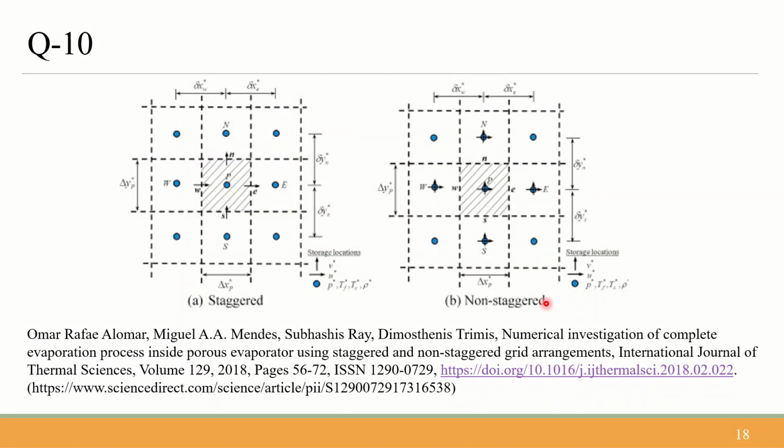But if it is non-staggered, what is the difference? We have pressure and velocity, or rather, scalars and vectors, calculated at the same points. So there is a chance of getting fluctuations in the final solution because it might become zero and we get instability.